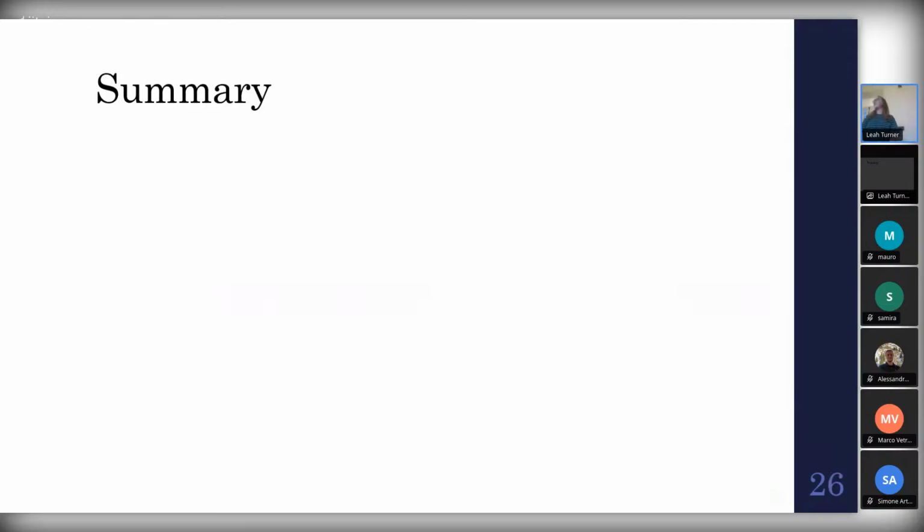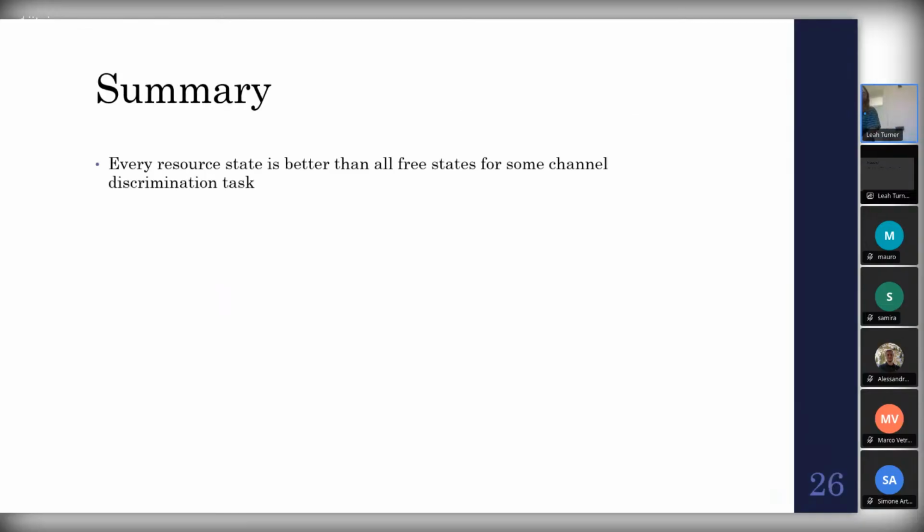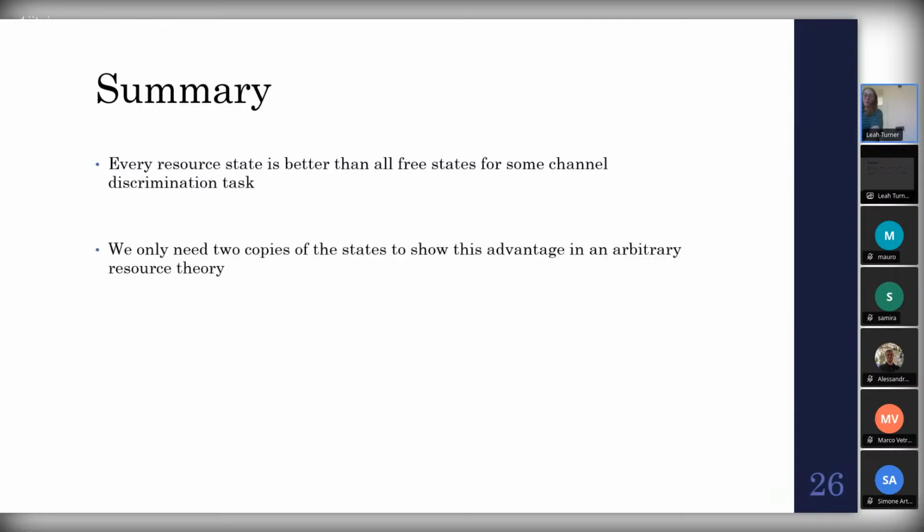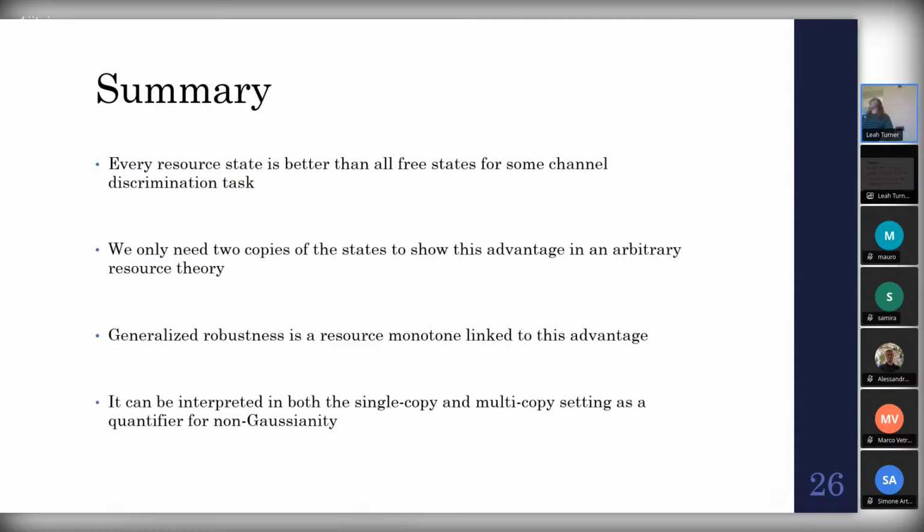Yeah, so that's the end. A quick summary is that for any resource state and any resource theory, you'll always be able to find some channel discrimination task where it outperforms your free states. We only need 2 copies of the states to show this advantage, and that works in arbitrary resource theory. And we can link this advantage to general robustness measures, to interpret a single copy and multi-copy setting.